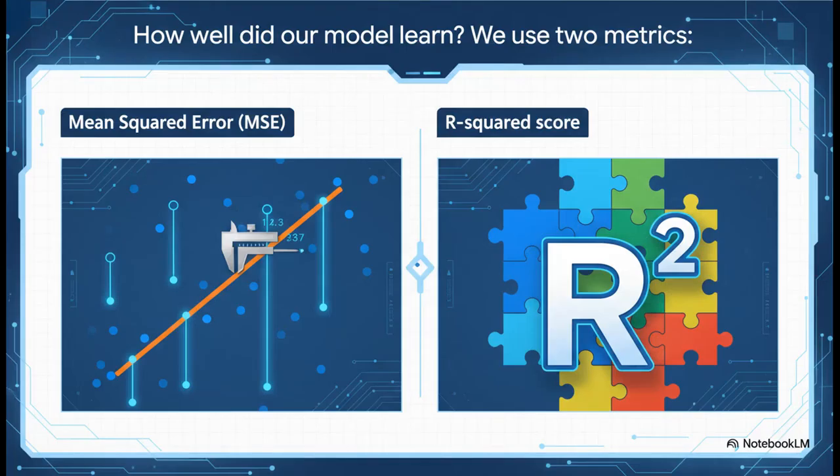So how'd we do? How do we grade this new model? For regression, we're going to look at 2 key things. First, how big are its mistakes? On average, that's mean squared error. And second, how much of the data story can our model actually explain? That's the R-squared score. Let's check the numbers.